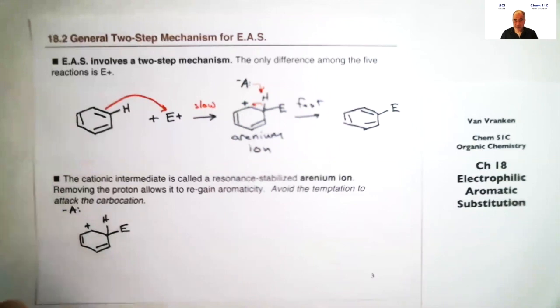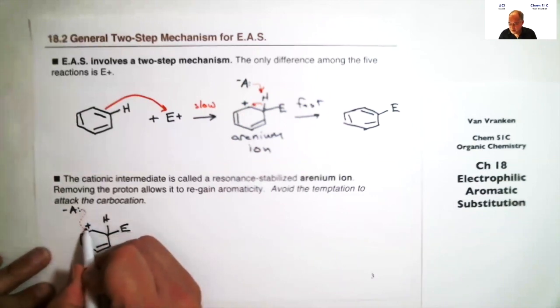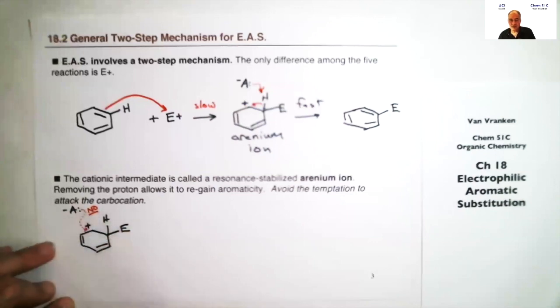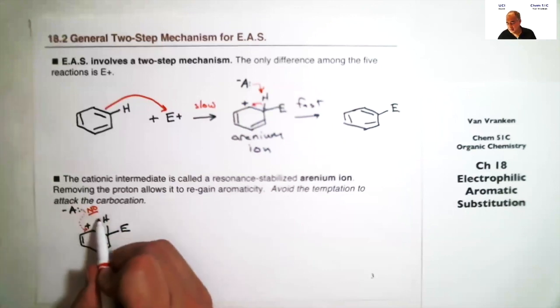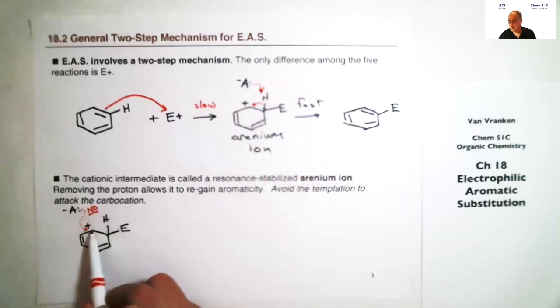What you never see happening, and I hate to even draw this, is you never see that A minus, I'll just write no, you never see that A minus attack that carbocation. Instead, it pulls off the proton, as I showed you up above here, and if you attack here, you've lost aromaticity and you'll never get it back. So the favorable reaction pathway is to deprotonate and regenerate aromaticity.